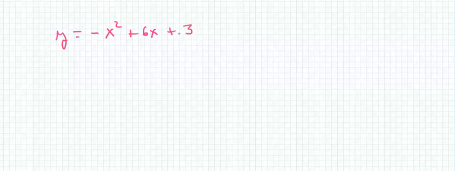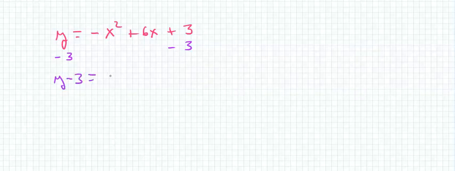All right. Now, just like before, we are going to subtract 3, get the constant on the other side, and we have y minus 3 equals negative x squared plus 6x. However, this is where it differs. We have a negative right here. Our coefficient is supposed to be positive 1.